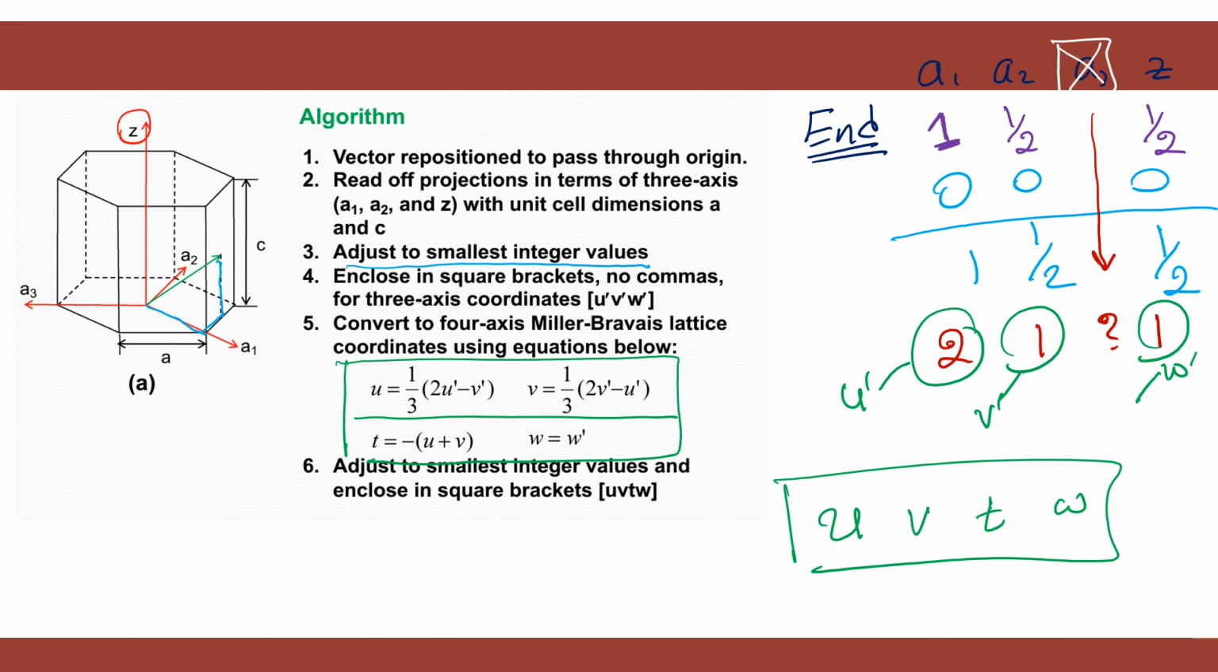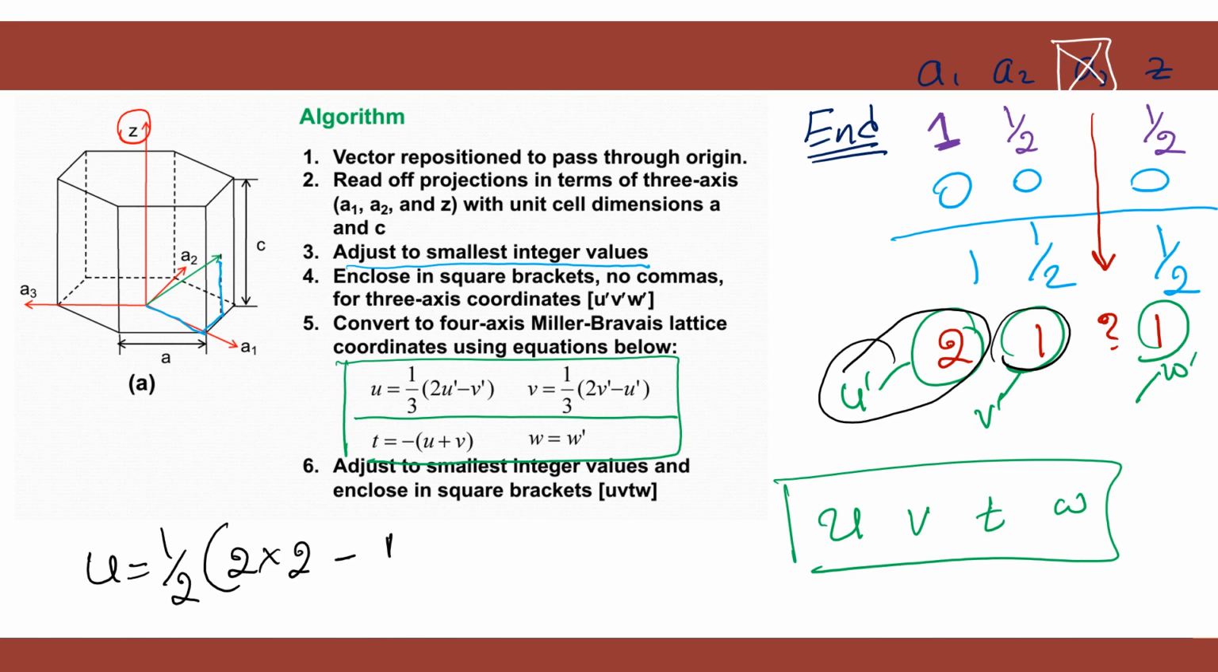So U is what? U is equal to half times 2 times U dash, which is 2 in our case, minus V dash, which is 1. So if you find this, that will be 1. Am I right? So your U is 1. Are we okay? Do you understand how I got this U from the U dash? After finding U dash, are we able to find U?